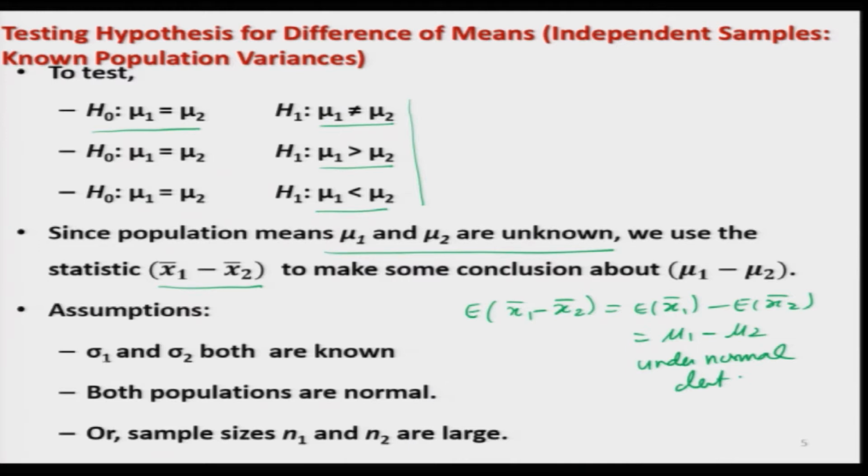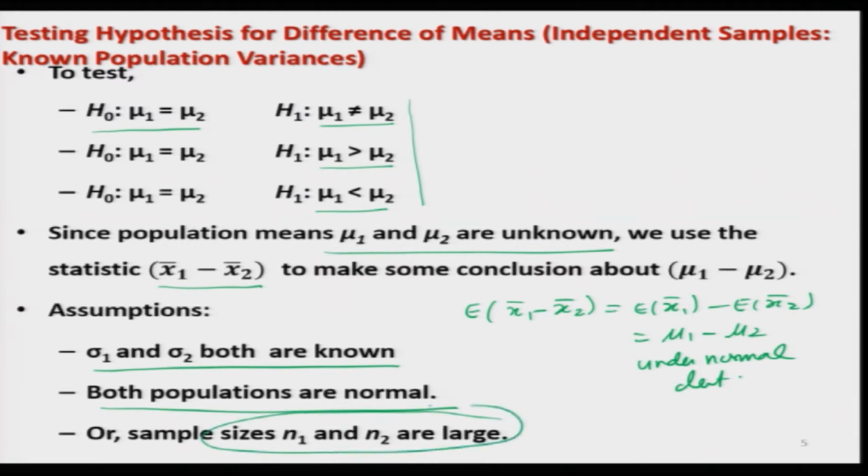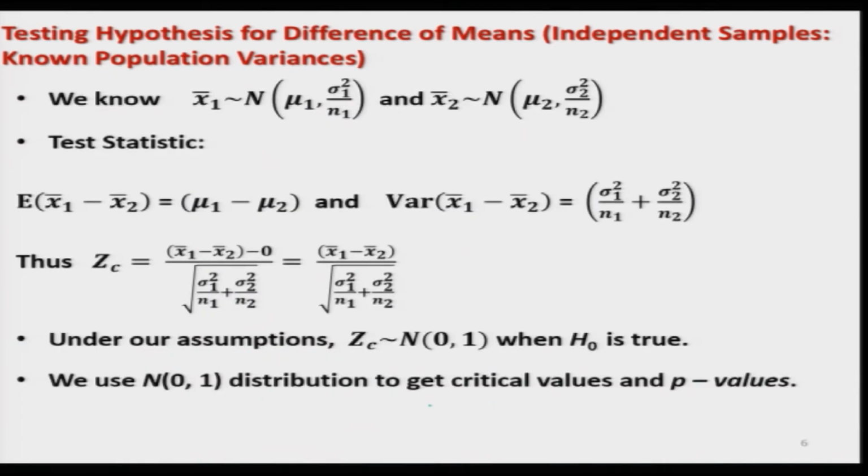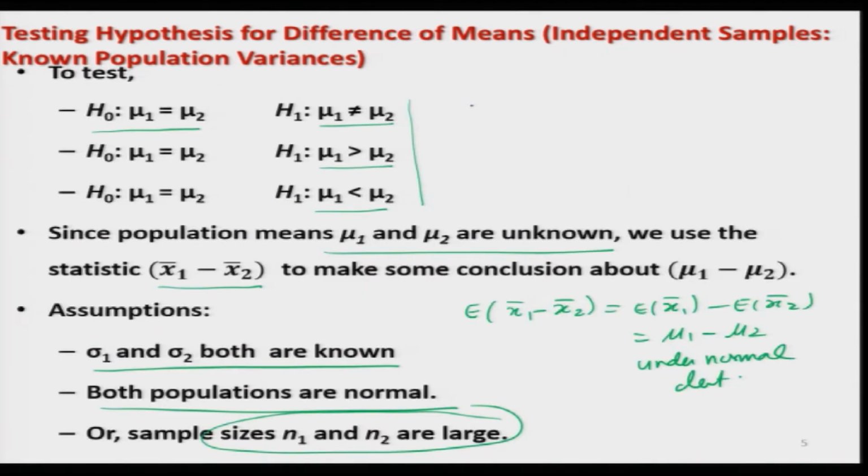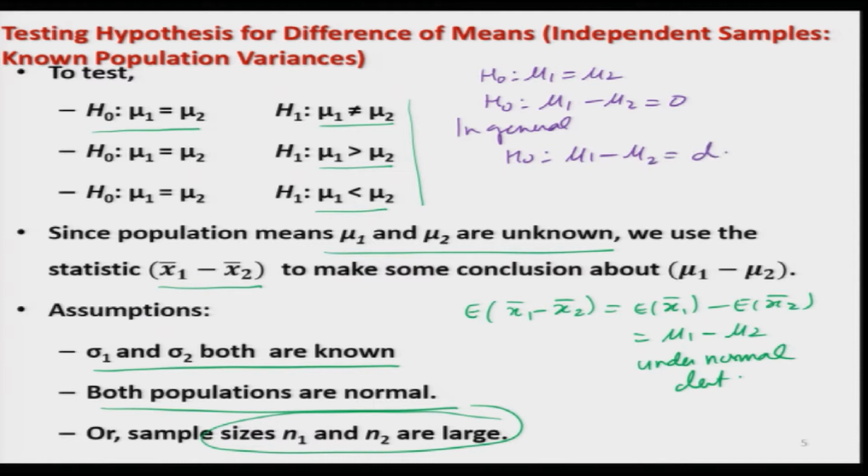Right. So we assume here that sigma 1 and sigma 2 both are known to us, both the populations are normal, or if not normal, we can also assume that the sample sizes n1 and n2 are quite large. One point which you have to observe here is that I am writing H naught as mu1 is equal to mu2. This can also be written as H naught: mu1 minus mu2 is equal to 0, or if you want to make it more general, this can also be written as mu1 minus mu2 is equal to some value d, right. So this hypothesis can also be used if the difference between the two population means is 0 or even any other value.